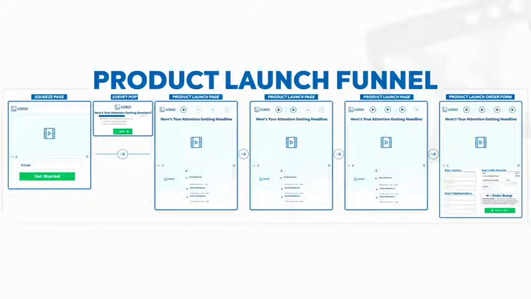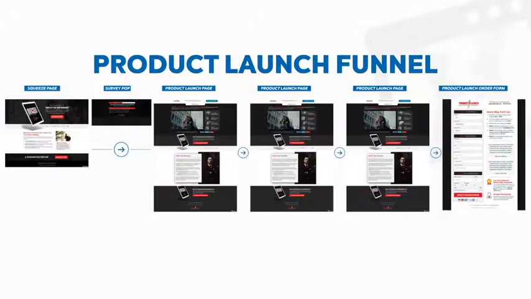Then a couple days later, they get video number 2, a couple days later, video number 3, and a couple days later, video number 4, and on that video you actually make them an offer for the product or the service you are selling. I'm going to walk you through in more detail what happens on each of these pages in a minute, but this is the framework of what a product launch funnel looks like. And if you were to plug in some templates, this is what the templates might look like in a product launch sequence.